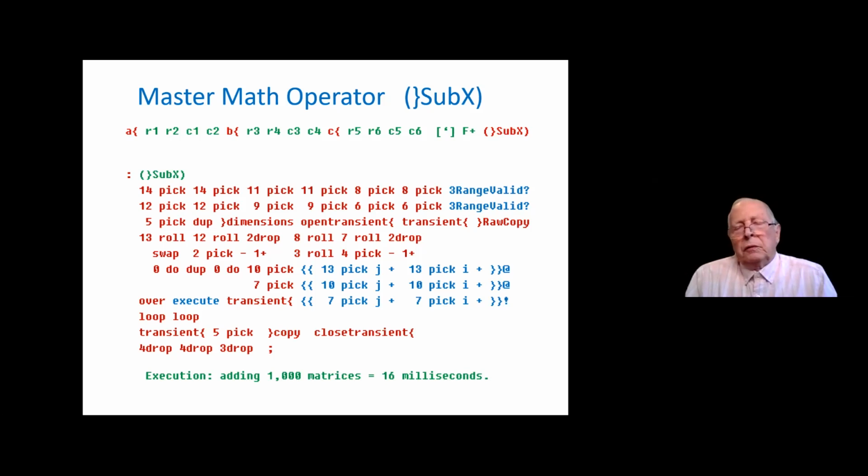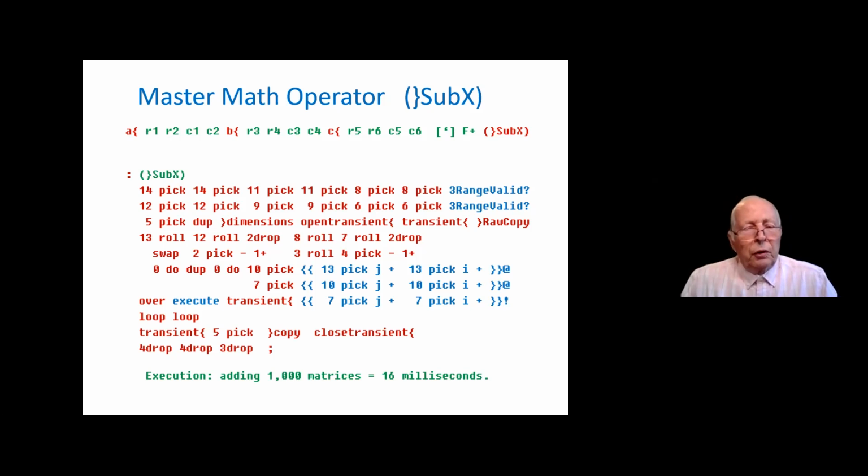The code itself mirrors the pseudocode we saw before. The first two rows, ending in 3 range valid?, do range checking. Then the next 2 lines are setting up the rather elaborate looping structures. And then down in the middle, we have nested do loops. In blue, we see the arithmetic to fetch the first value. The second blue row is fetching the second value. We then execute the particular math operation, add, subtract, multiply, divide, and then place it back into transient.